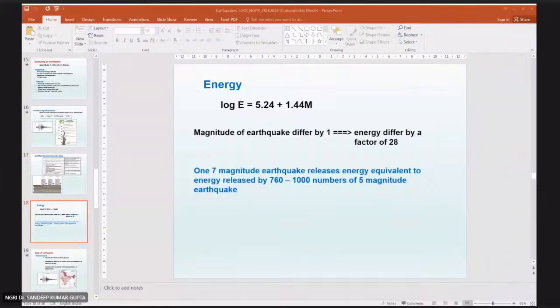Yeah. Sure, sir. So energy is again a mathematical measurement, which is based on the magnitude of the earthquake, because we know magnitude is derived using mathematics. So we calculate the amount of energy release. So if we see, by changing the magnitude of an earthquake by one unit, the energy differs by a factor of 28.